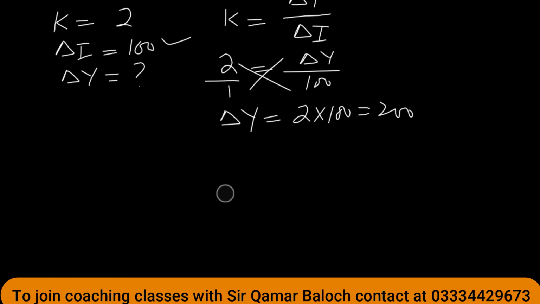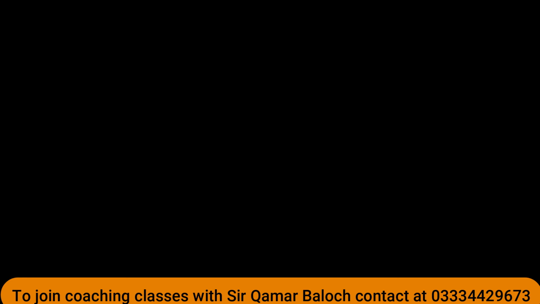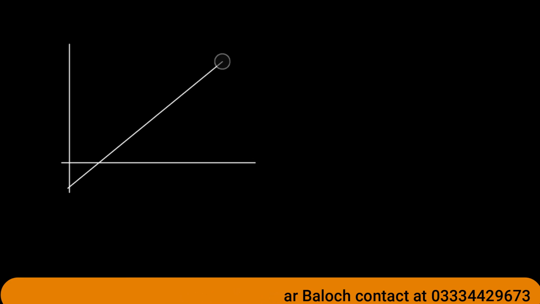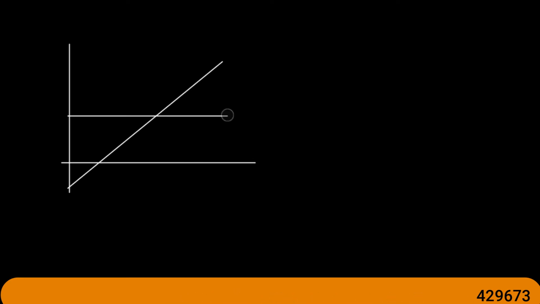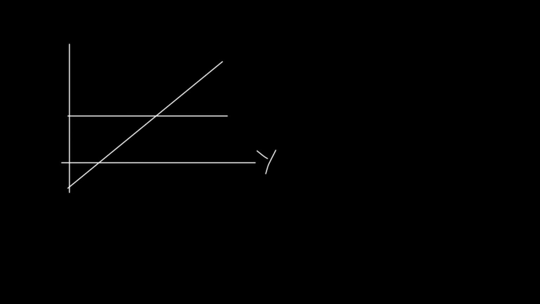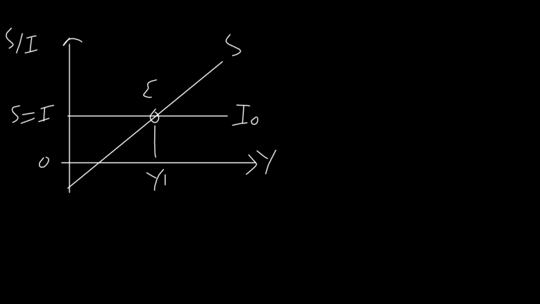And now we can see it graphically. In two sector economy, we know that the intersection point of investment and saving determines the equilibrium level of national income. So on x axis we have income, national income, this is investment which is autonomous, and this is saving. On y axis we have saving and investment. At this point E, we can see that equilibrium takes place because saving is equal to investment at point E, where national income is equal to y1. So this is how equilibrium is set in two sector economy.